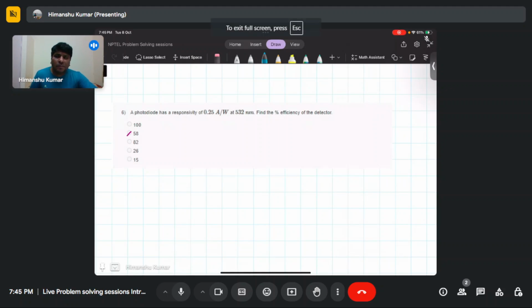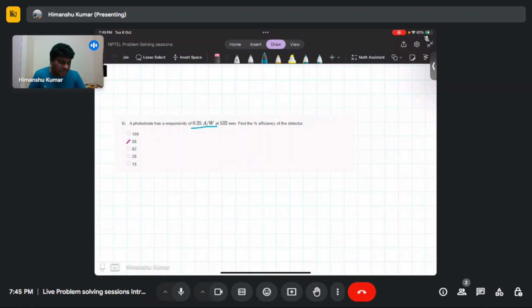Now let's move to the next problem. A photodiode has a responsivity of 0.25 ampere per watt. You can calculate the efficiency from this: the responsivity gives 0.25 ampere per watt, and from this current you can calculate how many electrons are generated.